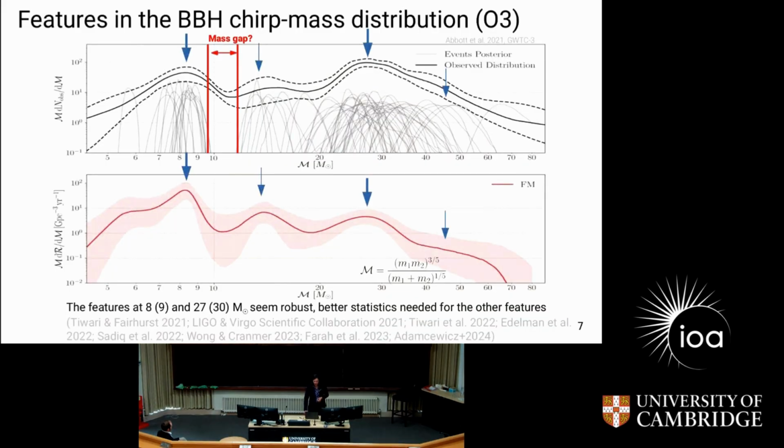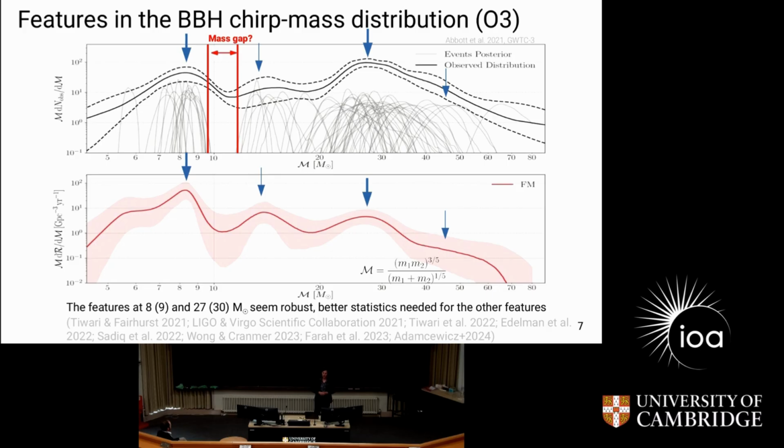And if we look at the whole spectrum of the mass distribution of gravitational wave sources, in terms of their chirp mass, so that's a combination of the masses of both compact objects that merge. Here we're looking only at binary black holes. Then you can see even more structure. People have identified a number of features, which I pointed out by the blue arrows here.